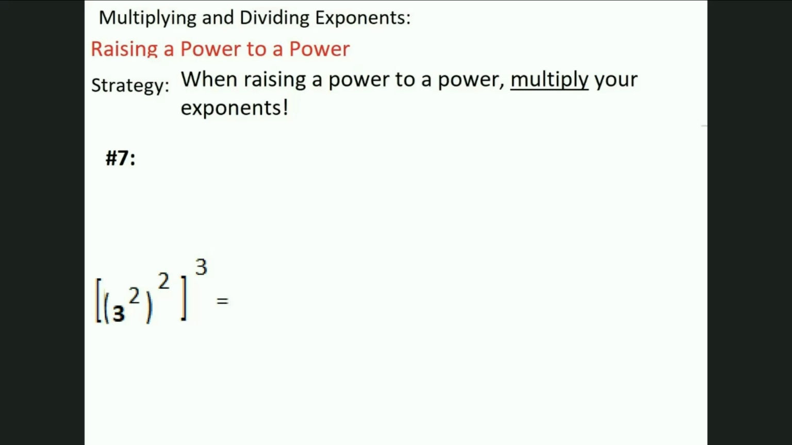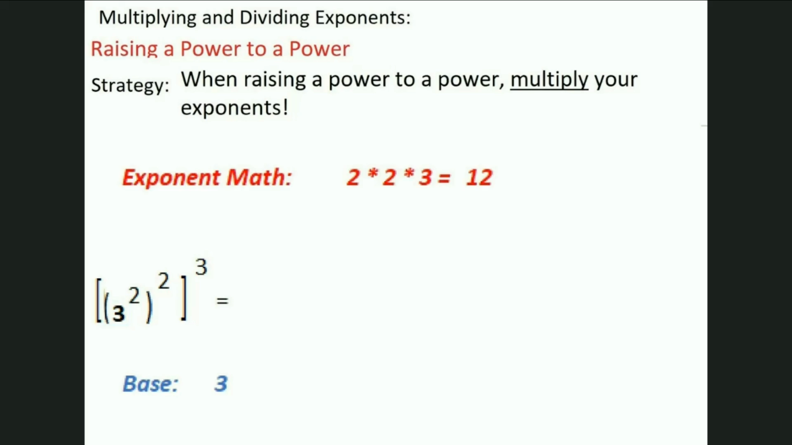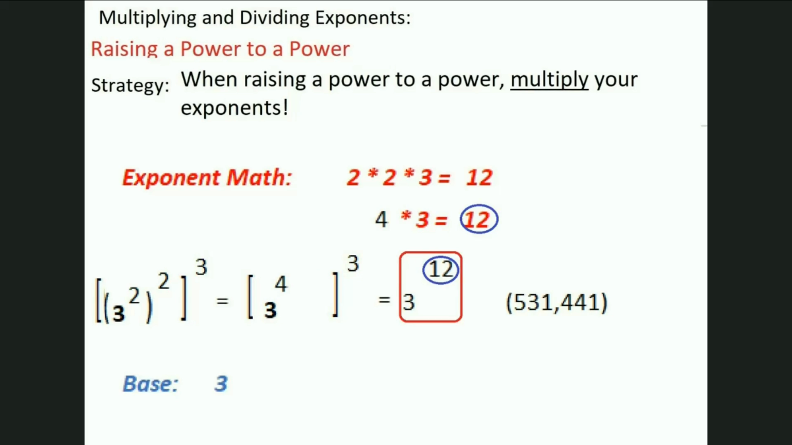So let's see, 3 to the 2nd power raised to the 2nd power raised to the 3rd power. Our base is 3, and our exponent math is just 2 times 2 times 3. 2 times 2 is our first move, so 2 times 2 is 4. That inner set of 2's becomes 3 to the 4th power, and we haven't done anything with that 3rd power yet. But now we can multiply it. 4 times 3 is 12, and that becomes 3 to the 12th power. If you put that in a calculator, you're going to get 531,441. But for our purposes, 3 to the 12th power is just fine.